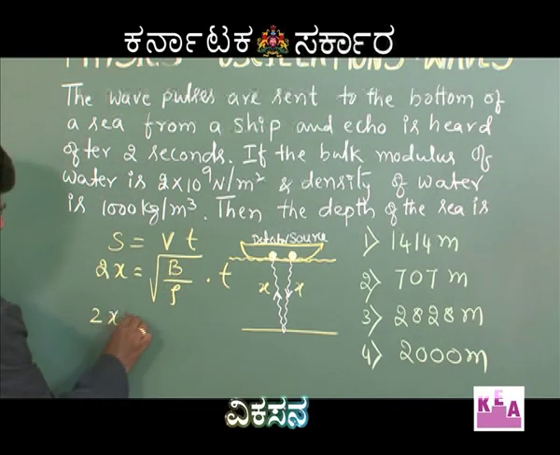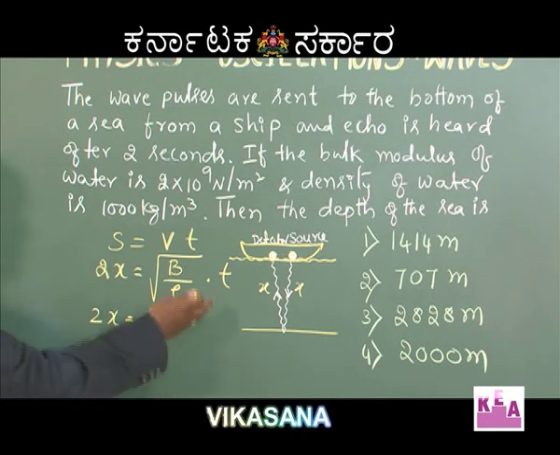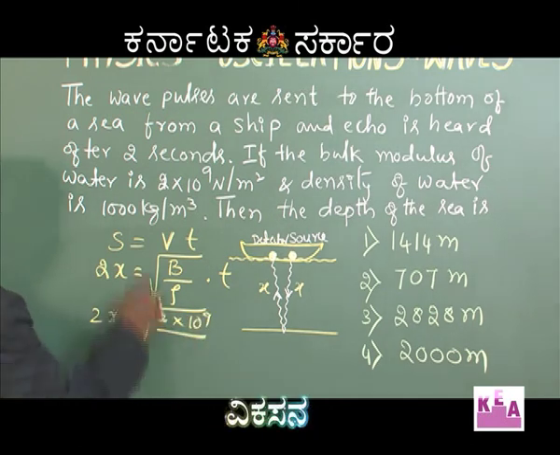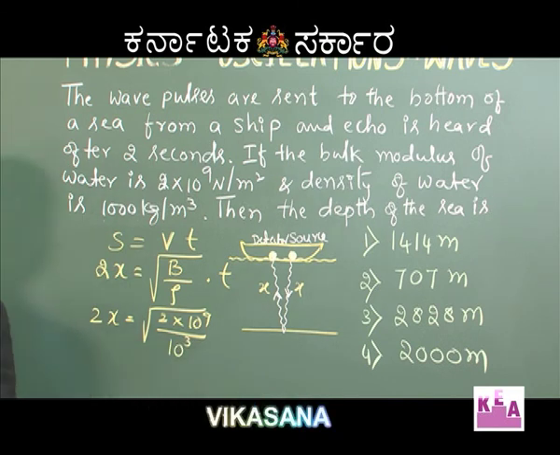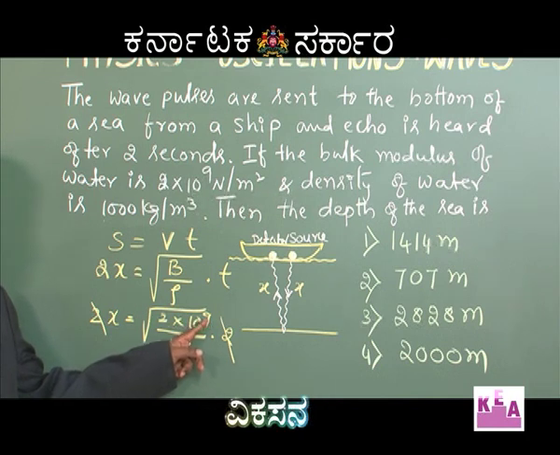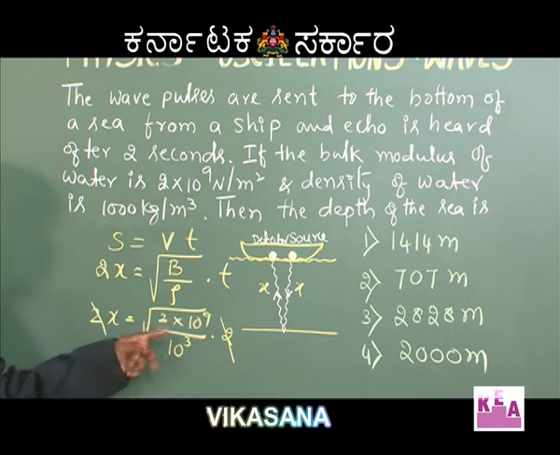So, 2x is equal to root of bulk modulus of water is given, that is 2 into 10 to the power of 9, density of water is given, so 1000 kg per meter cube, that is 10 to the power of 3, and time taken by the sound wave is given, that is equal to 2. Here 2 get cancelled. So, denominator 10 power 3 there, numerator it becomes 10 power minus 3, 10 power 9 minus 10 to the power of minus 3 becomes 10 to the power of 6, root it becomes 1000. So, we know the value of root 2.